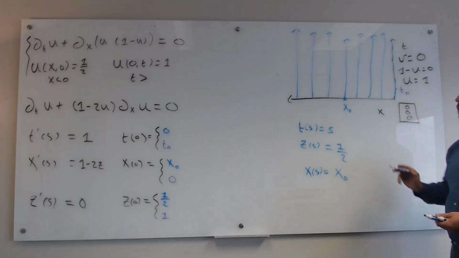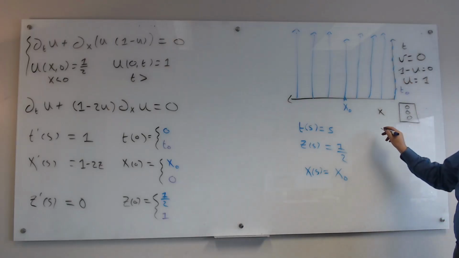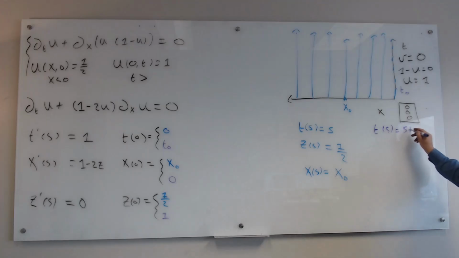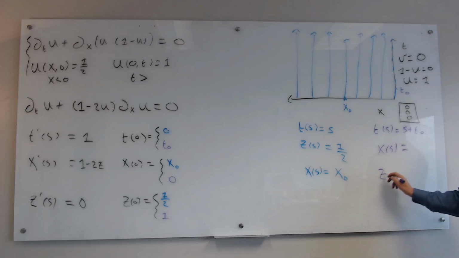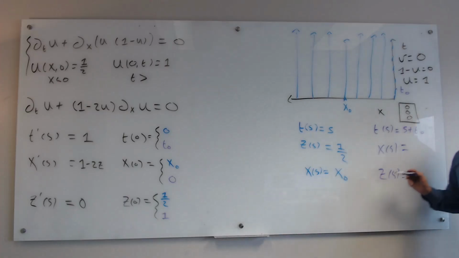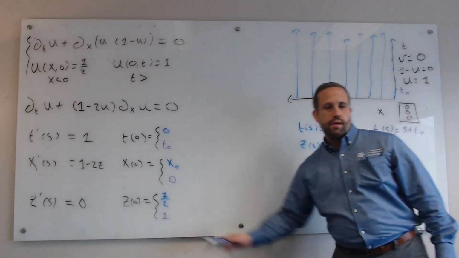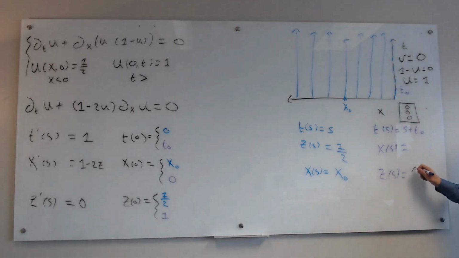Now for the positive t-axis, we're going to have t of s is equal to s plus t naught. Z of s, well, what's z of s going to be? It's just going to be equal to 1. So z of s is equal to 1.